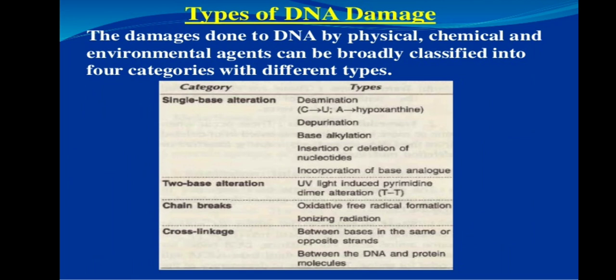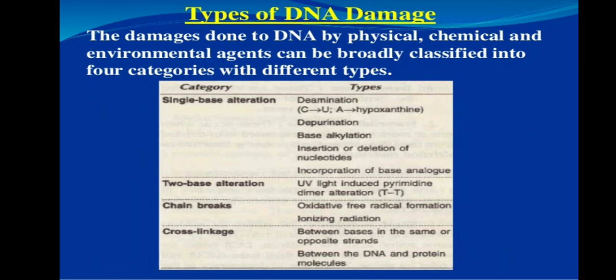In our body, the cells have DNA repair mechanisms. That repair mechanism is activated to correct DNA damage that occurs due to environmental factors, chemical mutagens or physical mutagens. The different types of DNA damage include single base alteration due to deamination or depurination, base alkylation, insertion or deletion of nucleotides, as well as incorporation of base analogs.